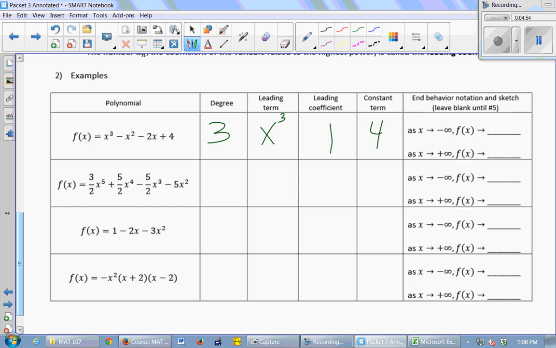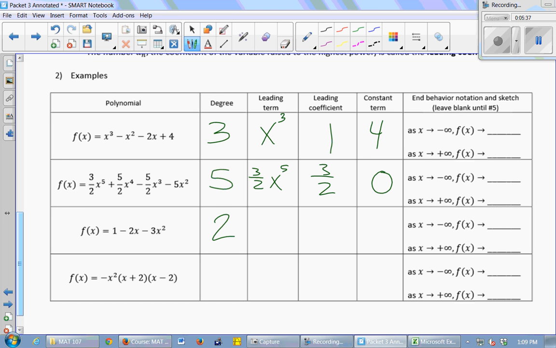So now I've got this polynomial, 3/2 x to the 5th plus 5/2 x to the 4th minus 5/2 x cubed minus 5x squared. What's its degree? 5. That's the highest power on x. What's my leading term? Yep, 3/2 x to the 5th. And my leading coefficient? 3/2. Constant term? 0. There is no term that doesn't have an x in it, right? So you could just call it 0. 1 minus 2x minus 3x squared, what's the degree?